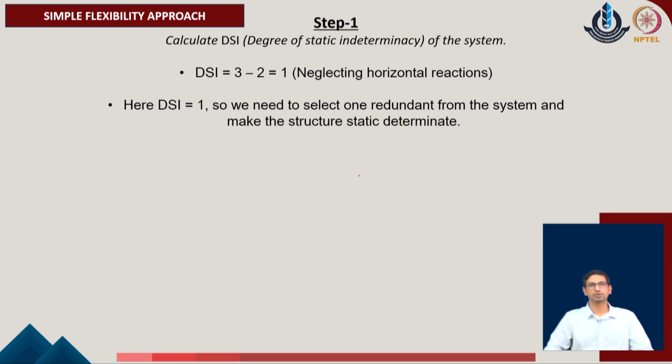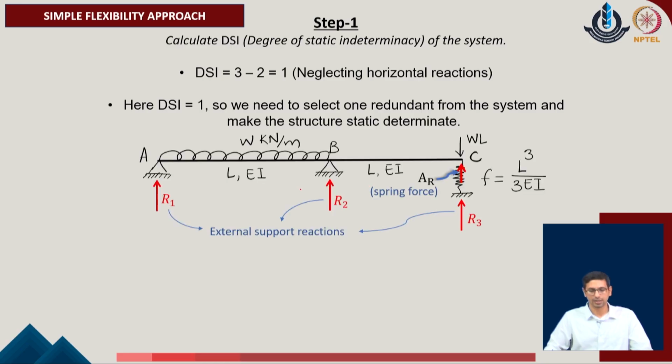So, as a simple procedure, as step 1, we identify that the given problem has 3 reactions. It is an open system, so internally it is determinate. For the external system, we can evaluate that it has an indeterminacy of degree 1. While doing it, we have considered that axial deformations are not possible.